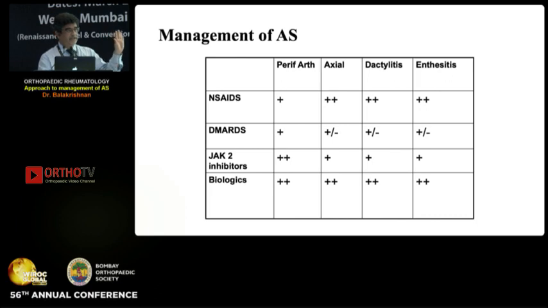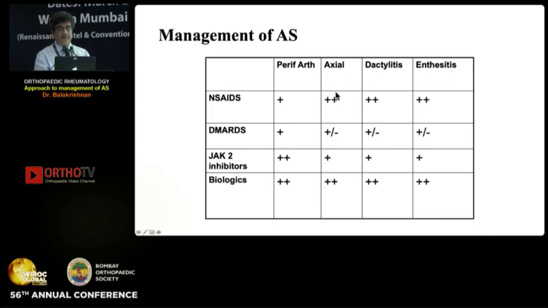So this is a nice, simple tabular column which tells you the drugs and how they act on these 3 or 4 things that we spoke about. As you can see, peripheral arthritis, you go above down: NSAIDs are good, no doubt about it. DMARDs, which are often used in rheumatoid arthritis, are very useful for peripheral arthritis. DMARDs are not that good when there is enthesitis or only sacroiliitis or only dactylitis. You have to be very careful. JAK inhibitors which have come, tofacitinib has been found to be very good for peripheral arthritis, and biologics, as you go above down there.